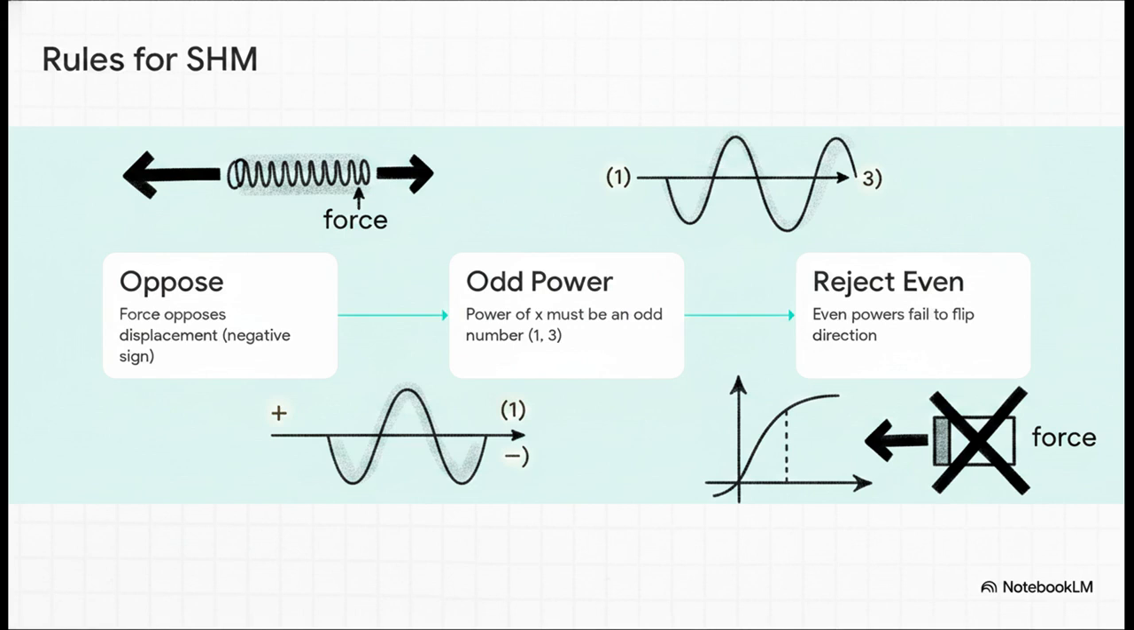The power of your displacement, x, absolutely must be an odd number, like 1 or 3. Why? Well, think about it. If you use an even power for your restoring force, like x squared, a push to the left gets squared into a positive, so the force just pushes you further left. There goes your back and forth bounce entirely. We need the math to literally flip directions.